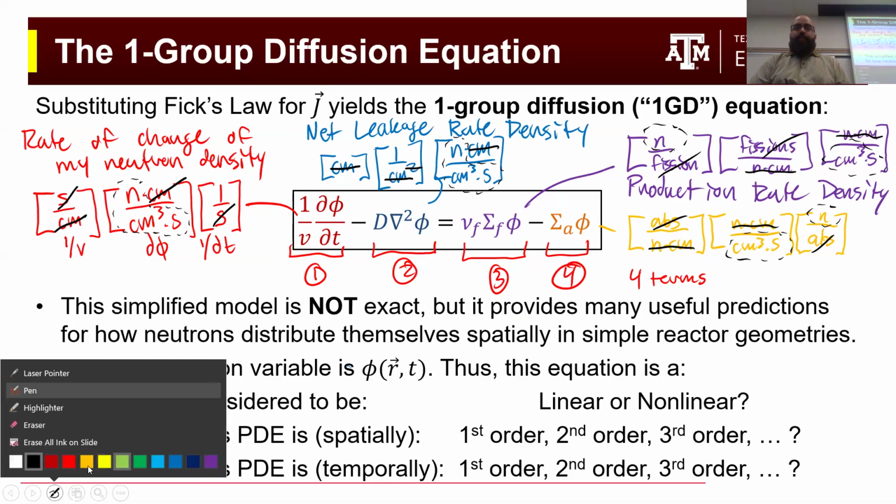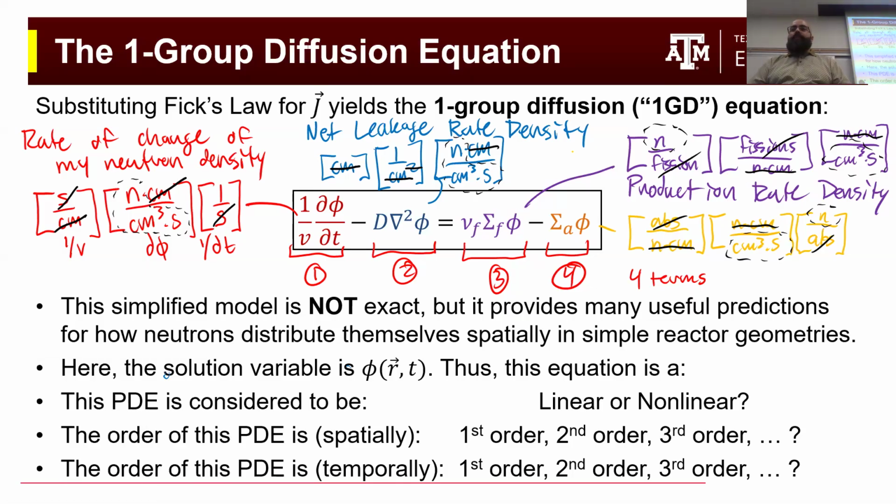And so physically, because it has those units and it has to do with absorption, this is what I would call my absorption rate density. This is the absorption rate density: the number of neutrons per unit volume per unit time that are being absorbed. So this right here makes up my one group diffusion equation. That's what this equation is.